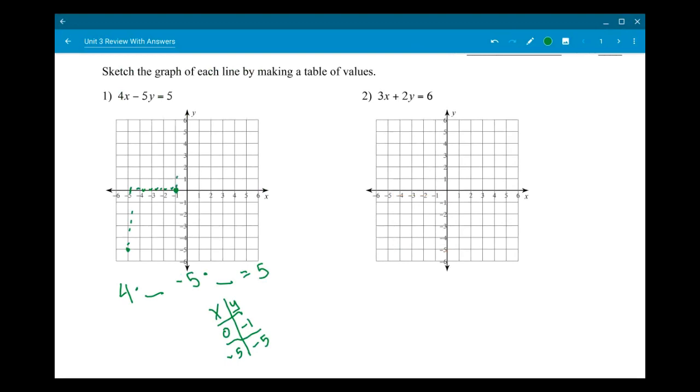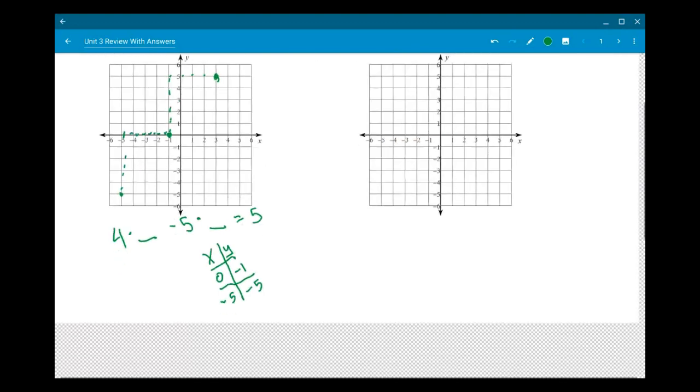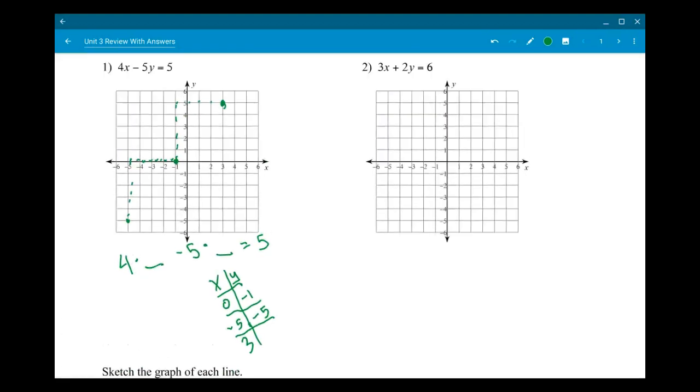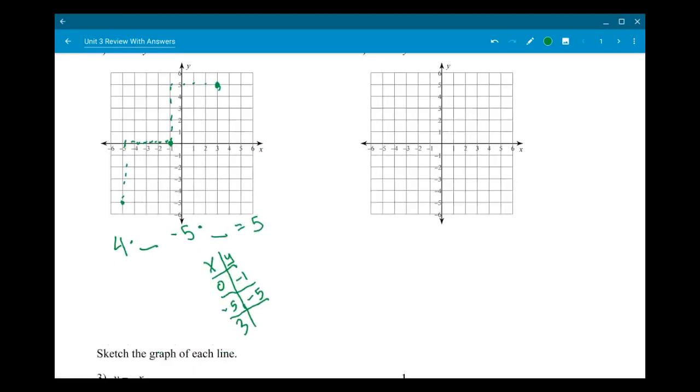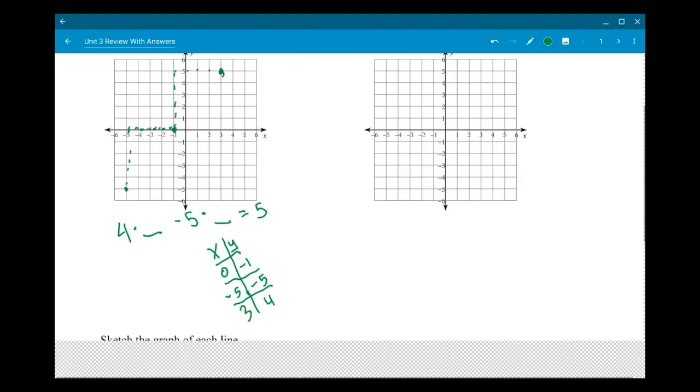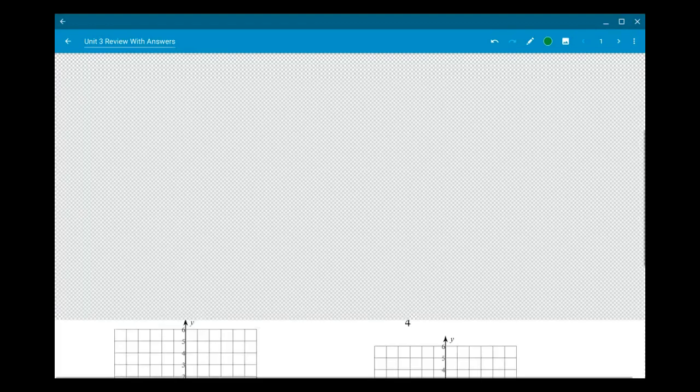So if we go up 5 again and over 4 again, we should come up with another point. Now, we really should check that point. So we should try 3 for X and 4 for Y and see if that works. What we find is 3 times 4 is 12. 5 times 4 is 20. So those don't work out. That must have meant that if I go back and look, I must have done something wrong in here. And for the life of me, I can't exactly figure out what it is. So I'm going to look back and see what I did wrong here.